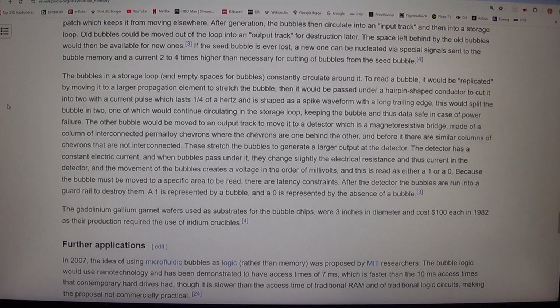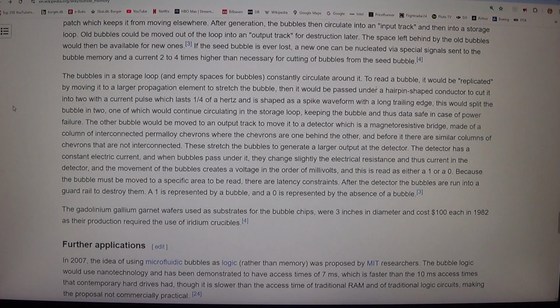The bubbles in a storage loop, and empty spaces for bubbles, constantly circulate around it. To read a bubble, it would be replicated by moving it to a larger propagation element to stretch the bubble. Then it would be passed under a hairpin-shaped conductor to cut it into two with a current pulse which lasts 1/4 of a hertz and is shaped as a spike waveform with a long trailing edge. This would split the bubble in two, one of which would continue circulating in the storage loop, keeping the bubble and thus data safe in case of power failure.